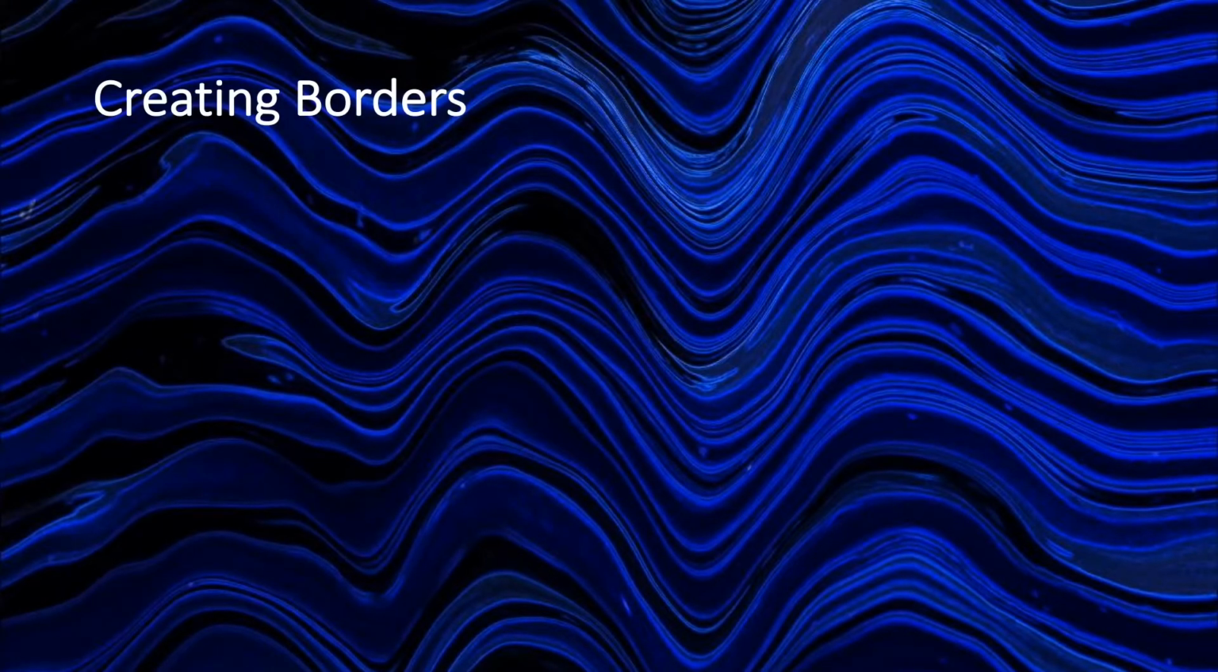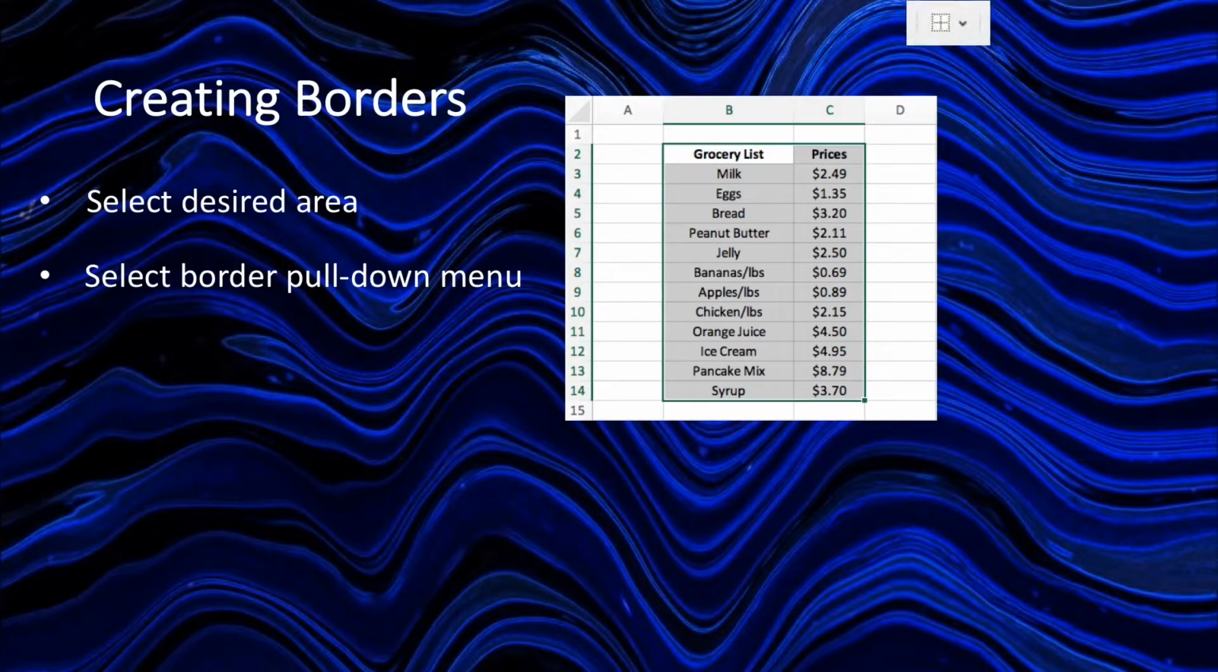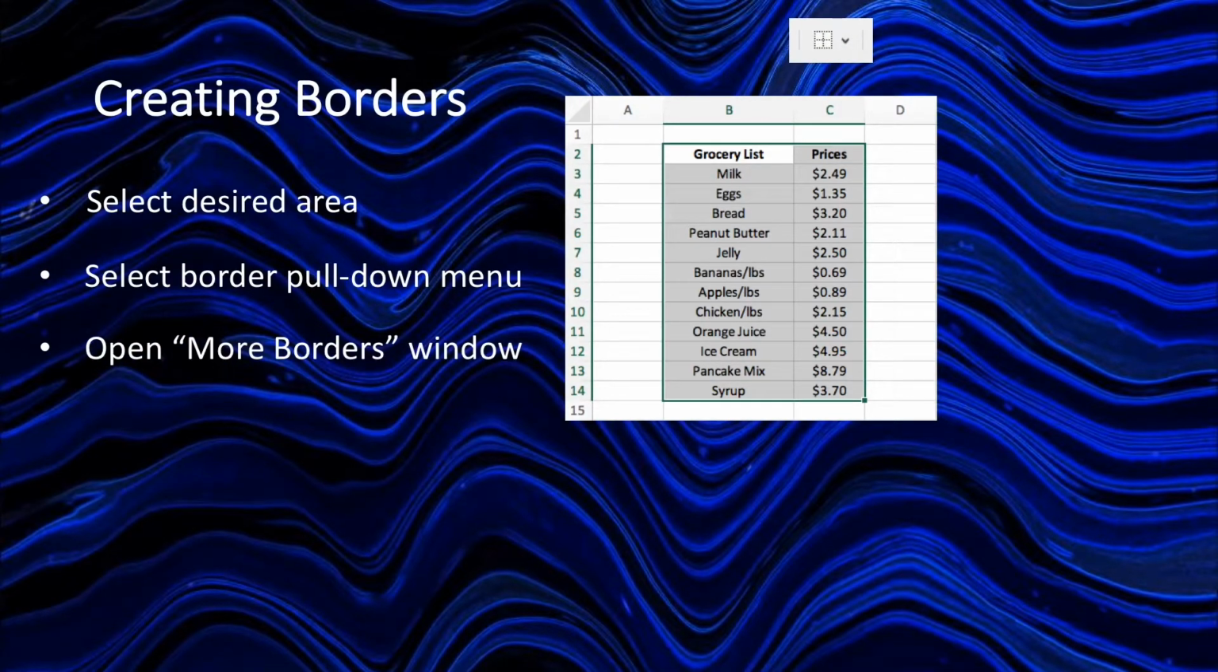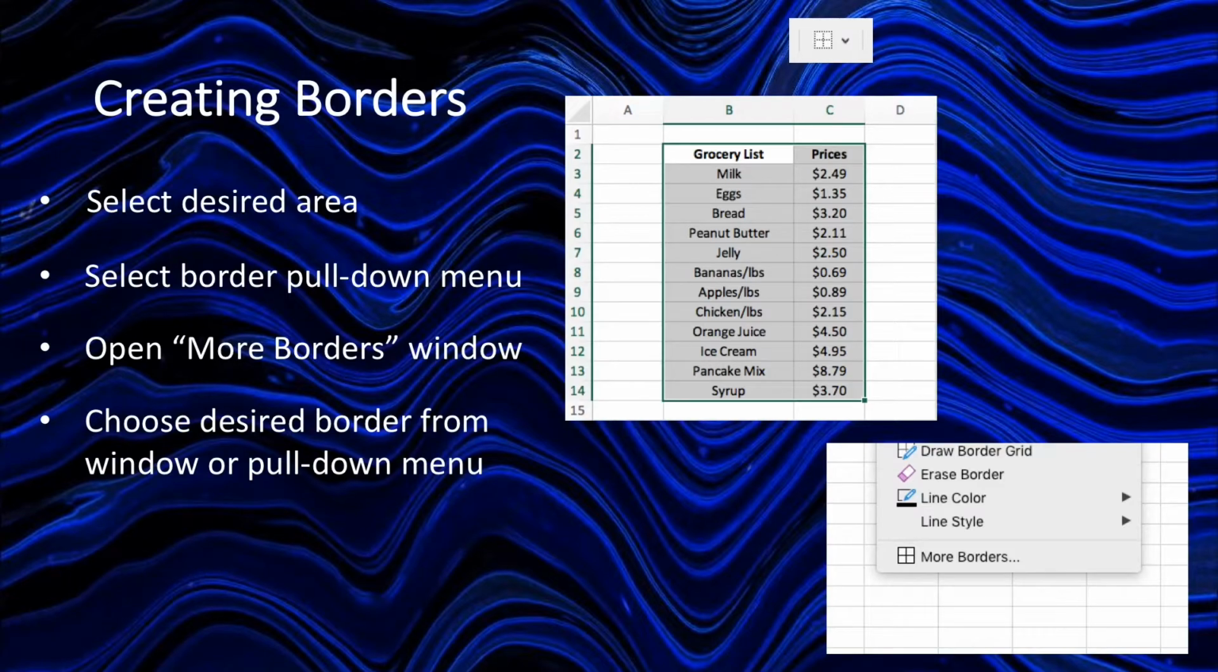Alright, so our first example is creating borders. First, we will want to select the desired area of our spreadsheet that we want our border to be around. Then we will select our border pull-down menu located above our spreadsheet. Next, we are going to open the More Borders window at the bottom of our pull-down menu, and finally, we will choose our desired border from the window or from the pull-down menu if it is available.